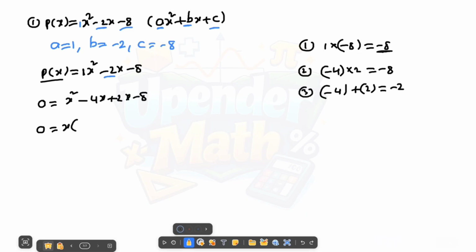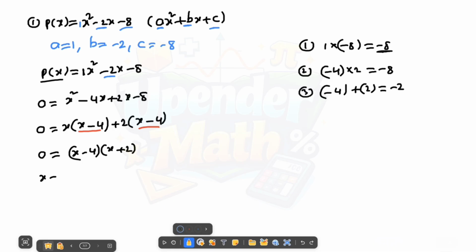If you take x common from the first term we will have x. If you take x common from the second term we will have minus 4. Now let's take 2 common from the third term and fourth term. If you take 2 common from the third term we will have x, and from the fourth term we will have minus 4. So again let's take x minus 4 common from the first two terms. So 0 is equal to x minus 4 of, if you take x minus 4 common from the first term we will have x, and from the second term we will have plus 2. So 0 is equal to x minus 4 into x plus 2.